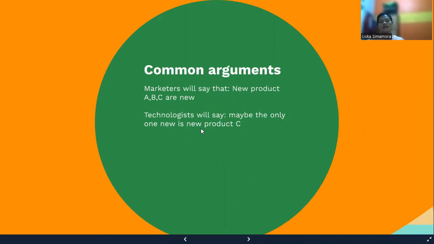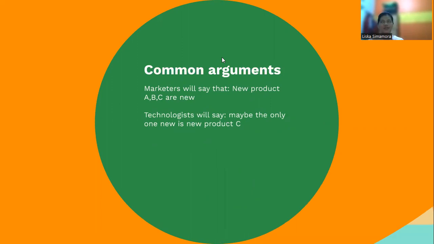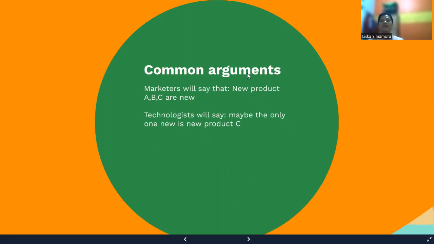Okay, new according to marketers is not necessarily new according to the technologists. The technologists can prove the marketers wrong and the marketers can also prove the technologists wrong. So if we define the newness of the product based on the dimension, we are wrong according to the technologists, but we are right according to the marketers.